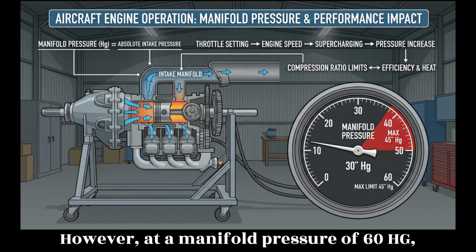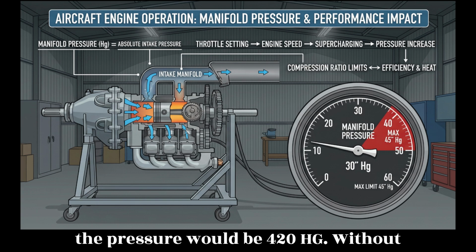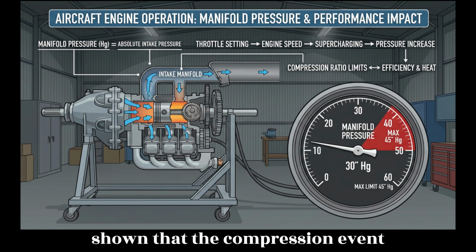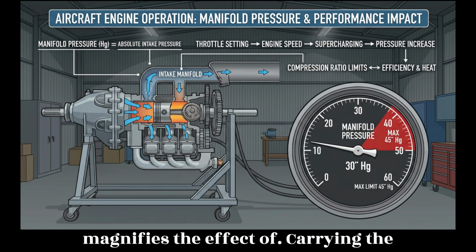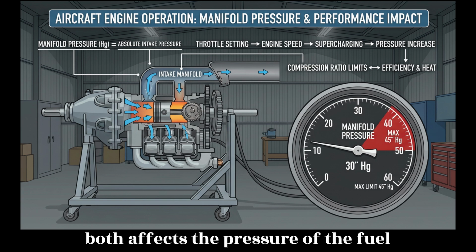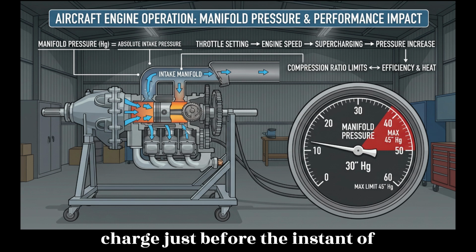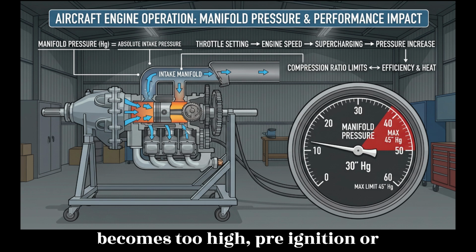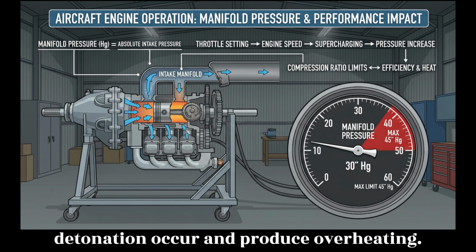However, at a manifold pressure of 60 Hg, the pressure would be 420 Hg. Without going into great detail, it has been shown that the compression event magnifies the effect of varying the manifold pressure, and the magnitude of both affects the pressure of the fuel charge just before the instant of ignition. If the pressure at this time becomes too high, pre-ignition or detonation occur and produce overheating.